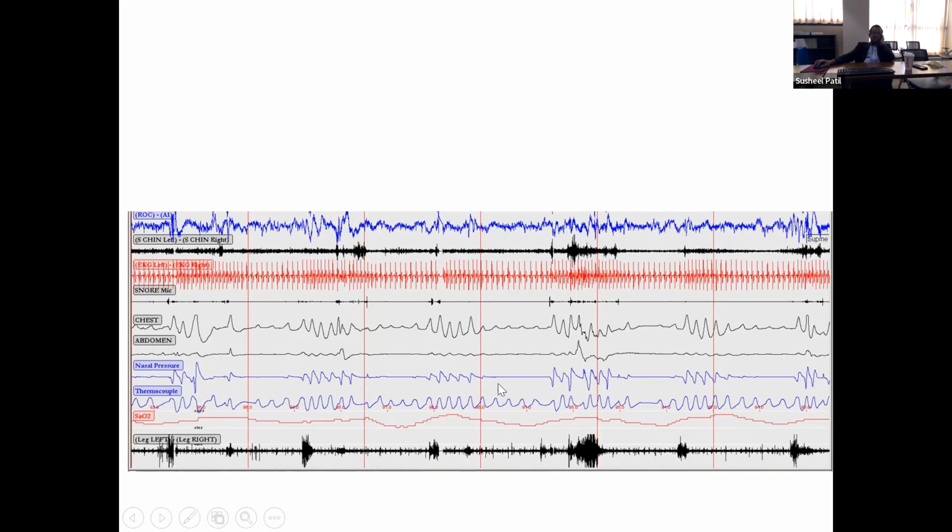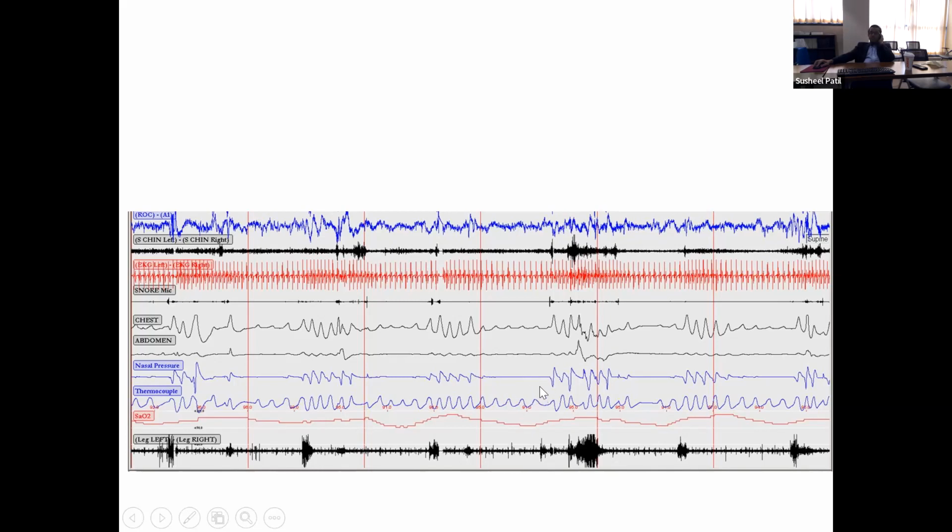We already talked about what we're looking at. With nasal pressure, you lose flow there, but the thermistor looks like it's still picking up some signal. So for me, I don't think it meets criteria for apnea, so I think hypopnea. Absolutely agree, it's a hypopnea.